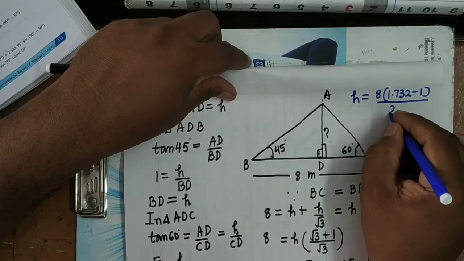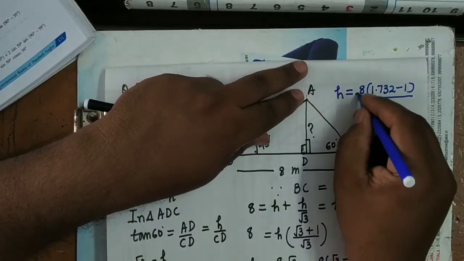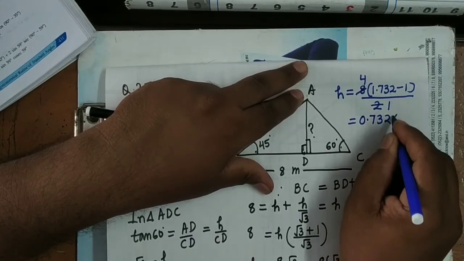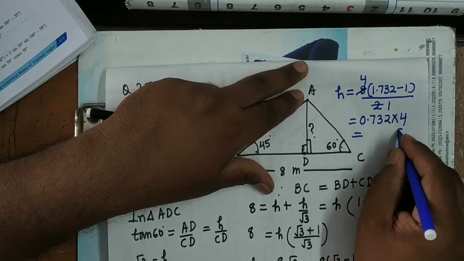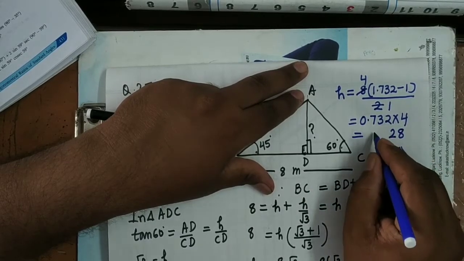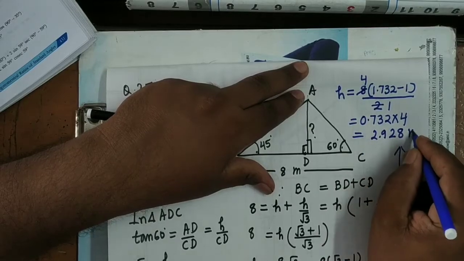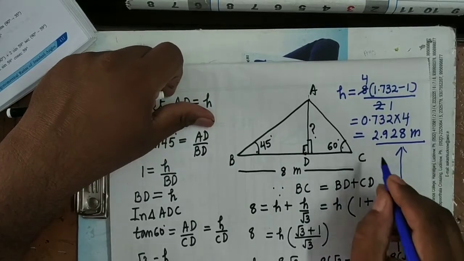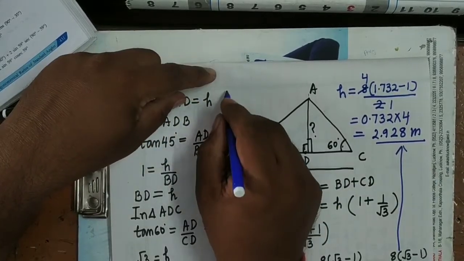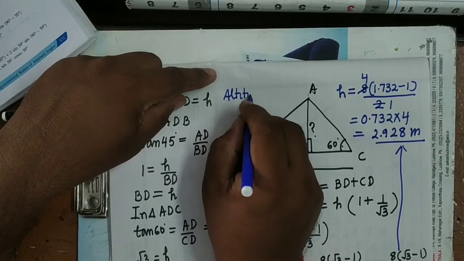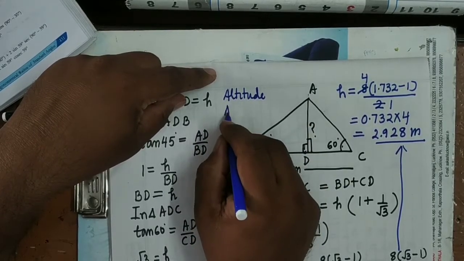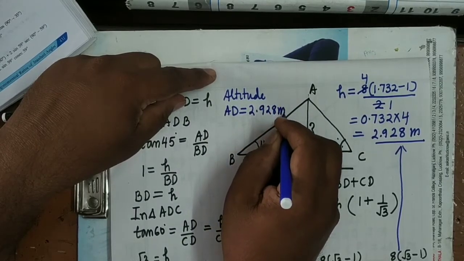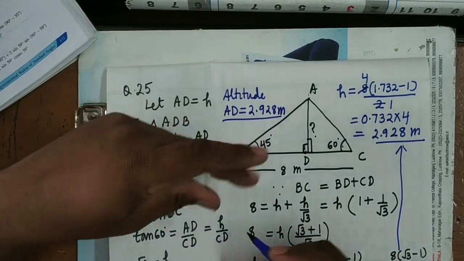It is 2. So 2 ones are 2, 2 fours are 8. So H equals 8 in place of root 3, 1.732 minus 1, that is 0.732 into 4. So 4 times 2 is 8, 4 times 3 is 12, and so on. So altitude AD equals this meter. You will write down altitude AD equals 2.928 meter. This way you can find it.